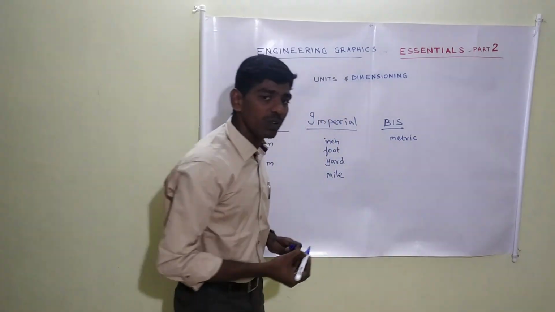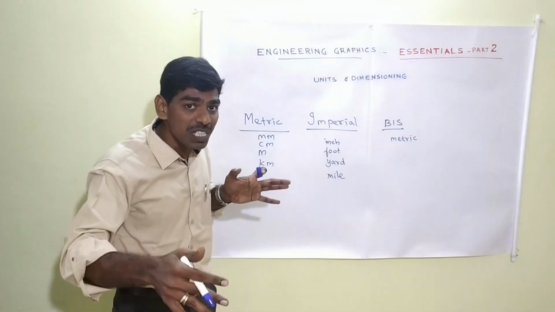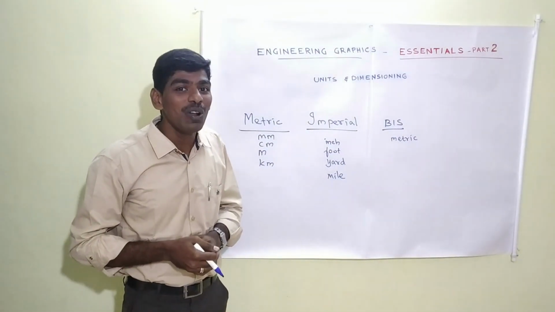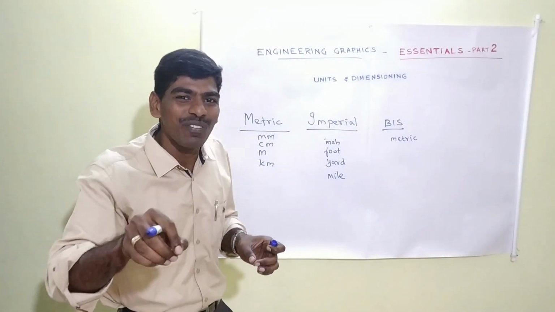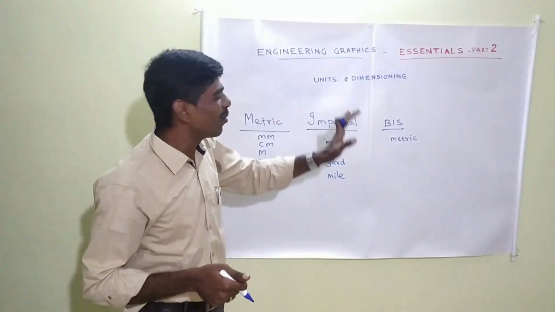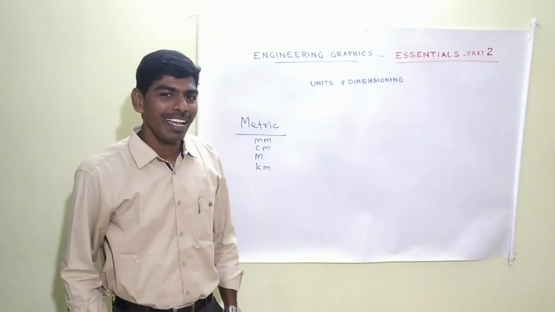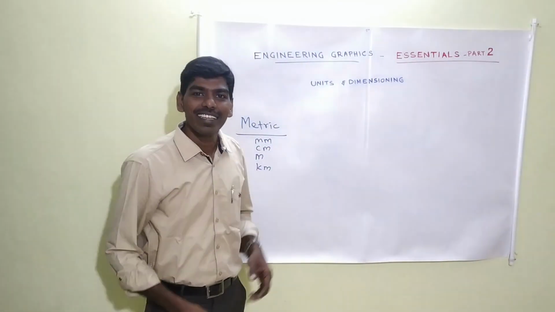So what do we need to do? We have to be clear what unit we are to use in the drawing. And we need to know what type of unit is being followed in the drawing we are reading. Okay, good. So that's about units. Just make a note on it. It's very important. And about dimensioning.